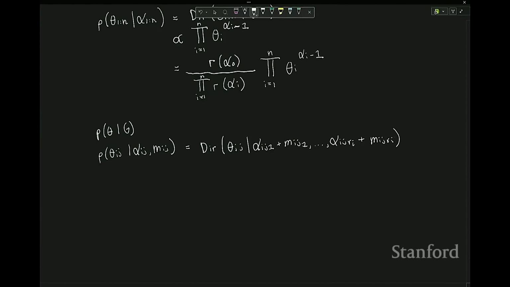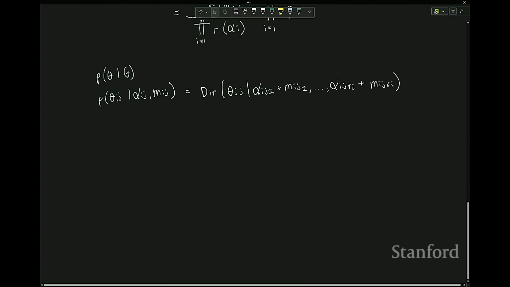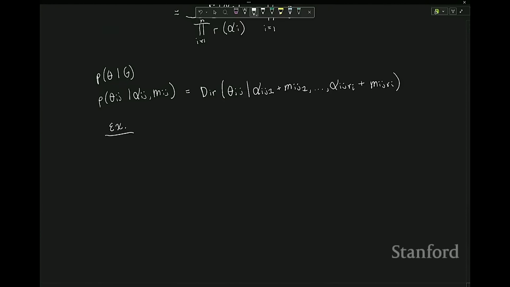I'm going to give you an example of how we actually compute these parameters because it's a bit more complicated than what we were looking at for the beta distribution. So suppose that, again, we're working with binary variables and we have this graph structure. We have x3 and x4 that are parents of x5.